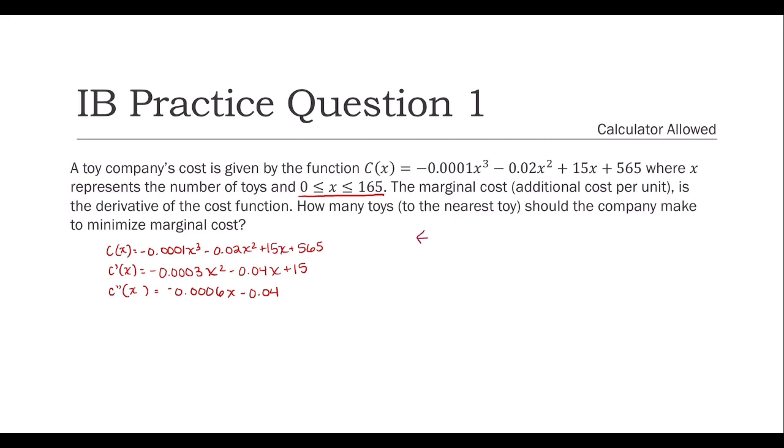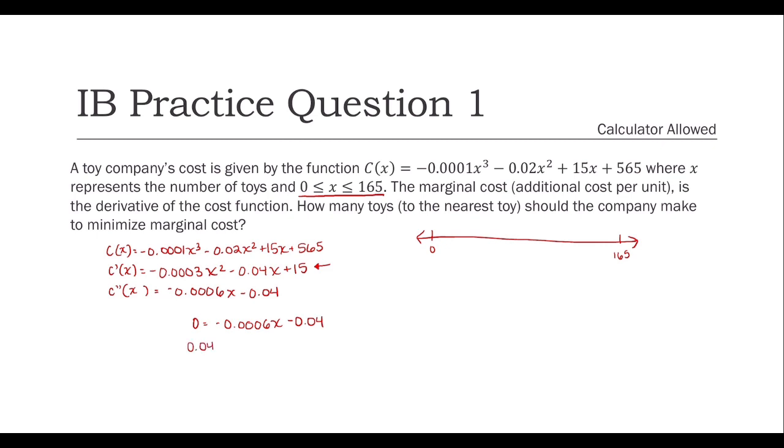Step 6 says find the critical numbers where the derivative is 0 or undefined and the endpoints. So our endpoints are going to be where x is 0 and where x is 165. And then we want to find where the derivative of the function is zero. So the original function that we're referring to is this one. So we'll look where our second derivative, c double prime of x, equals 0. So 0 equals negative 0.0006x minus 0.04.